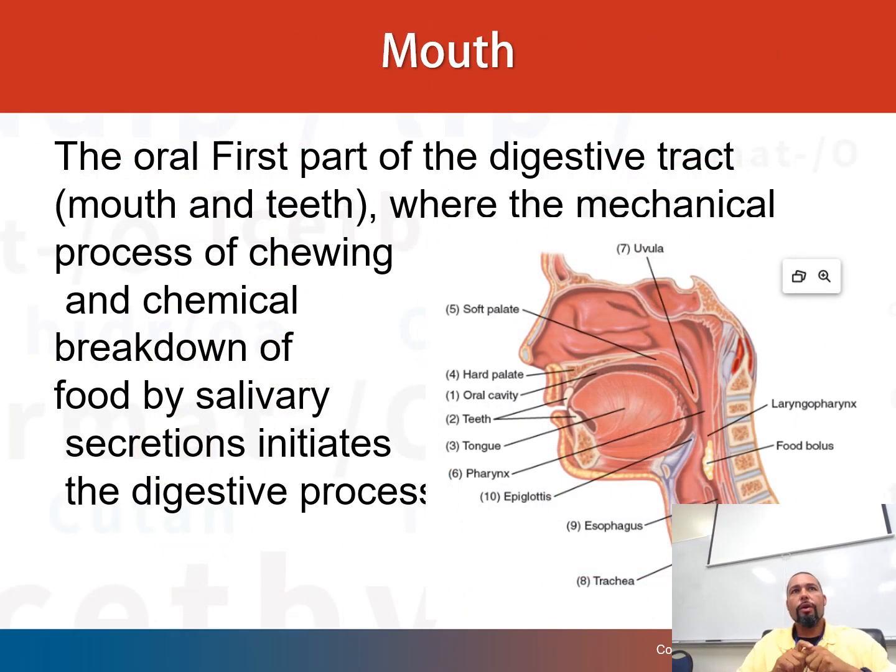Let's go over your mouth, okay? Your oral cavity is the first part of the digestive tract. It includes your mouth and teeth, where the mechanical process of chewing and the chemical breakdown of food by your saliva takes place, okay? Let's start with the teeth. The teeth play a very important role in the initial stages of digestion by mechanically breaking down food into smaller pieces as they mix around your mouth with the saliva.